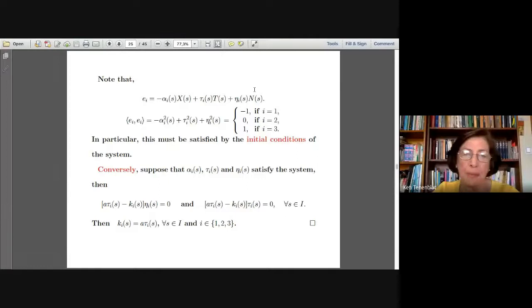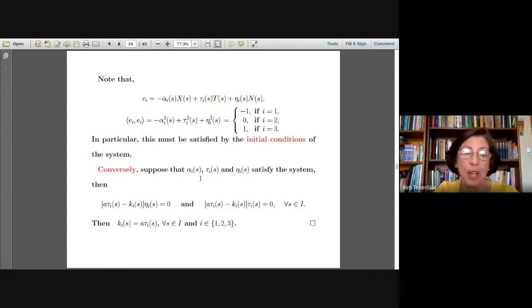So if you take the inner product of e_i with itself, it will be minus one if i is equal to one, zero if i is equal to two, and one if i is equal to three. And you compute this inner product of the right-hand side here, and you will obtain exactly minus alpha_i squared plus tau_i squared plus eta_i squared of s. So this is satisfied for all s where the solution is defined. And in particular for s equal to zero, you will get that these initial conditions will satisfy exactly this algebraic relation.